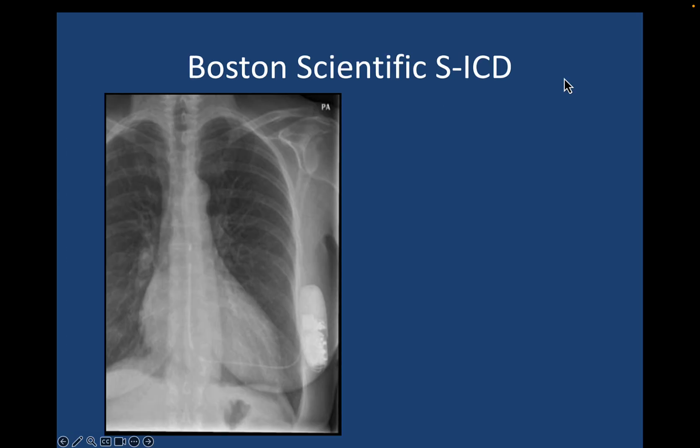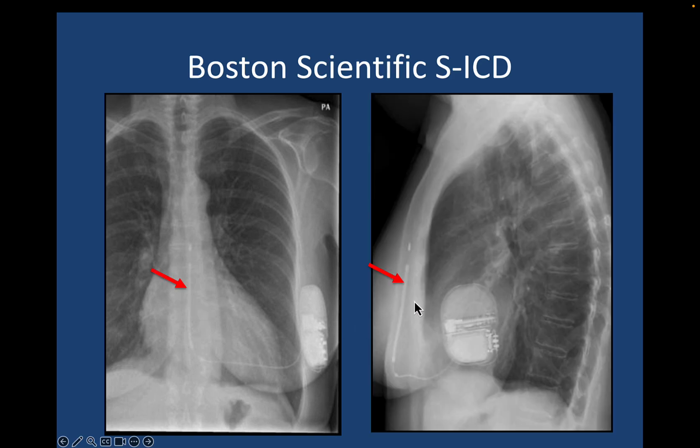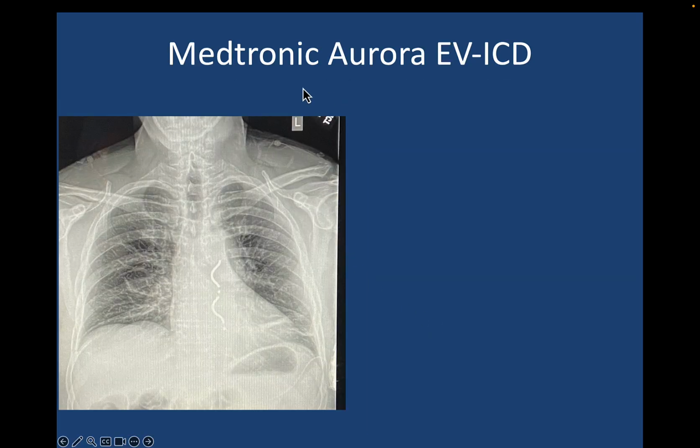that it's a CRT pacing lead. Now, if you have a patient who has a Boston Scientific SICD, the pulse generator is going to be on the lateral chest wall, and then the lead, again, is relatively straight right in the middle of the chest, just a little bit lateral actually to the sternum. If you look on the lateral film, it's a little easier to see that this is a sub-Q device and not an intrathoracic device, which is what you see when you look at the Medtronic Aurora.